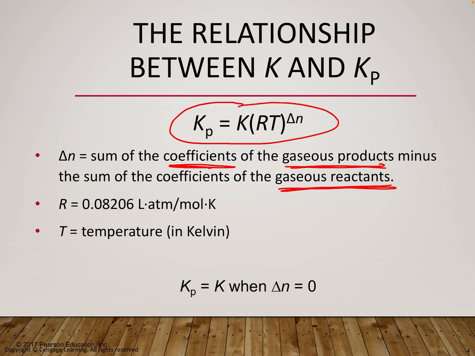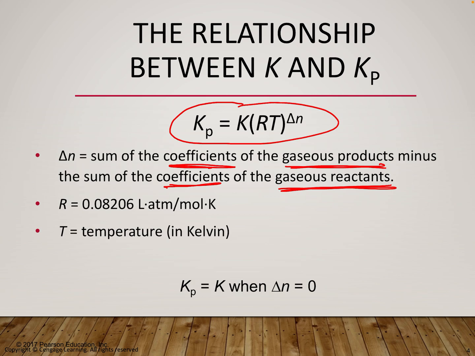And so we're looking at the coefficients of these gases, okay? And I have an example for you. Our R value is from our gas laws, 0.08206 liters atmospheres over moles Kelvin, or L-atm/mol-K, as I like to say. And then our temperature is going to be in Kelvin.